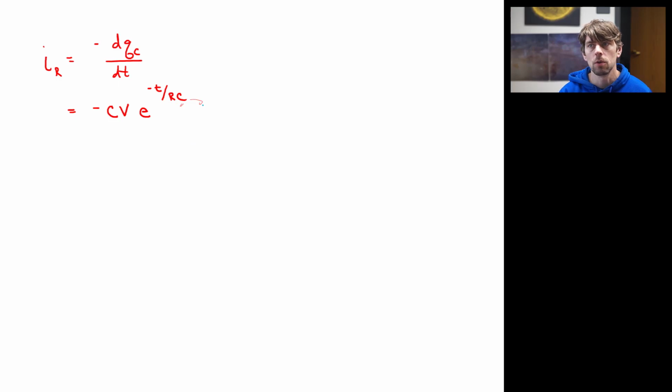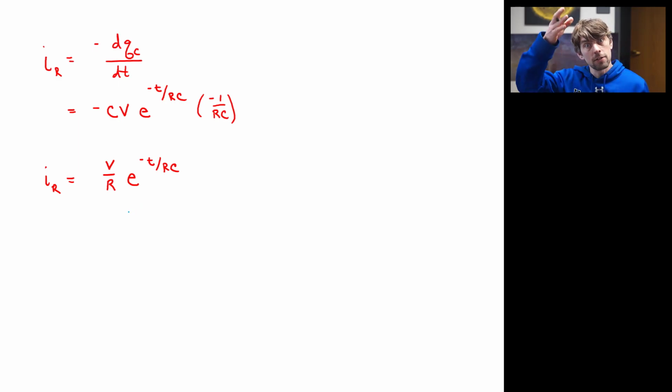And then we have to chain rule it, right? We still have to take a derivative of the exponent, and so I get a 1 over RC here with the negative sign. You say, oh, goody, look at that. The C's cancel, and I get that the potential divided by the resistance, V over R, times e to the negative t over RC. In other words, not only does the charge on the capacitor exponentially decay to 0, but the current running through the circuit also exponentially decays to 0.